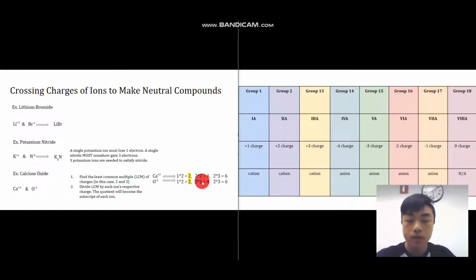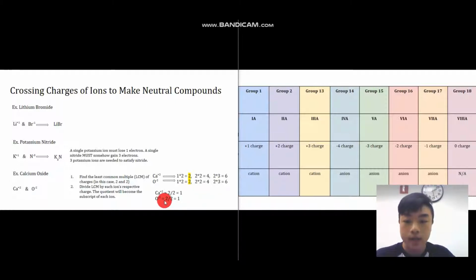Now, even though these are the multiples of 2, we want the least common multiple of the set of numbers, like the 2, 4, and 6. And 2 is obviously going to be the least common multiple because it is less than 4 and less than 6 as well. So we're going to take that least common multiple, which is 2, and we're going to divide it by 2 as well because the overall charge was 2, correct? And so it's going to be equal to 1.